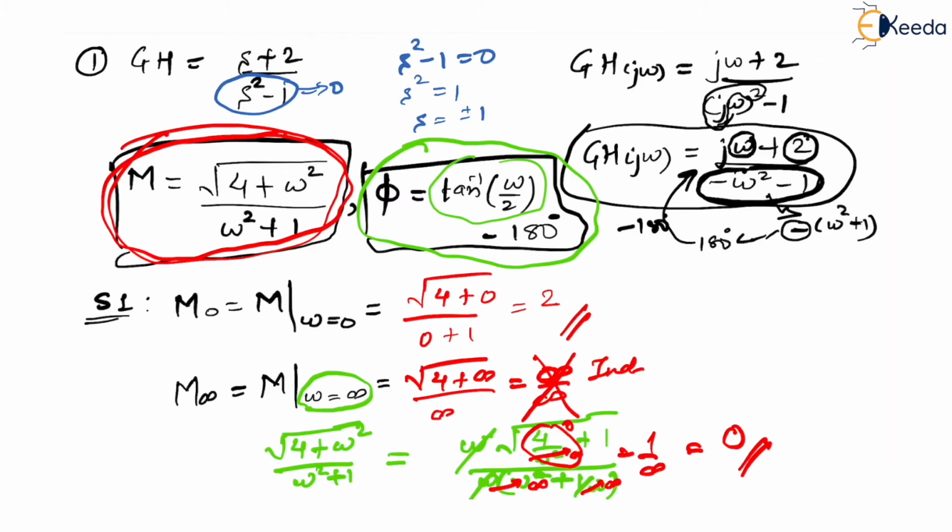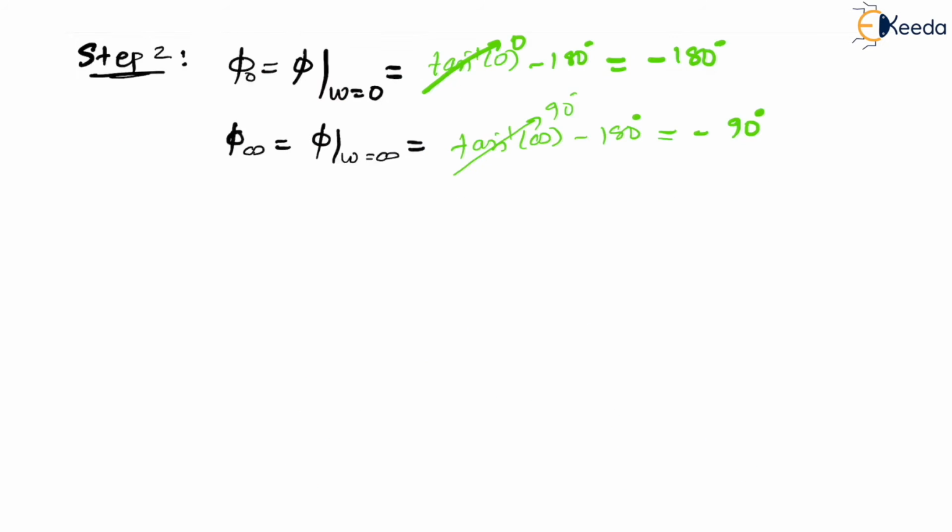So we have seen that M0, which is the magnitude at omega equal to 0, is nothing but 2, right? And at infinity it is going to be 0, which means that my plot has to start at 2 and end at 0. Is that clear? Yes. Also, the angle is minus 180 degrees, and the ending angle is minus 90 degrees. That is for sure.